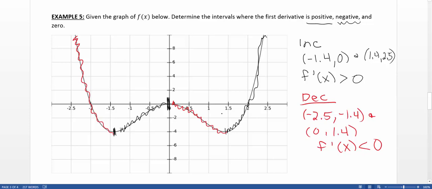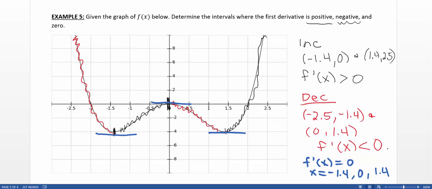So then finally, we're going to have a 0 slope wherever we change from increasing to decreasing. And we have these horizontal tangent lines. Looks like there's 3 of them here. And so the derivative will equal 0 at x equals negative 1.4, 0, and positive 1.4. Because those are the places we are going to have the horizontal tangent lines.